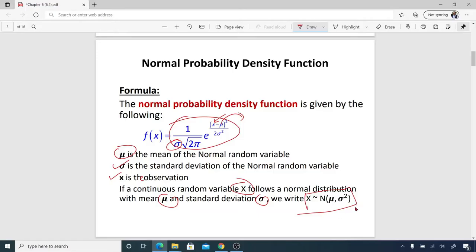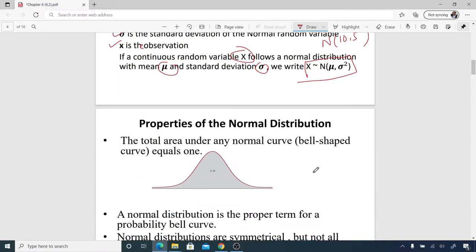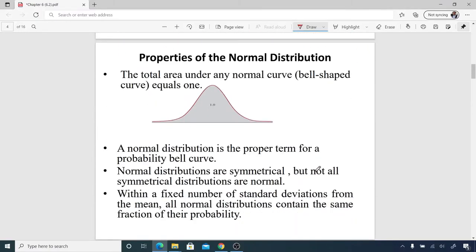What I'm saying is, if you give me mean mu equals 10 and sigma equals 5, we write normal with mean 10 and variance 25, 5 squared being 25. That's how we write it. Or you can just say N(10, 5 squared). That is just a notation you may see in your textbook.